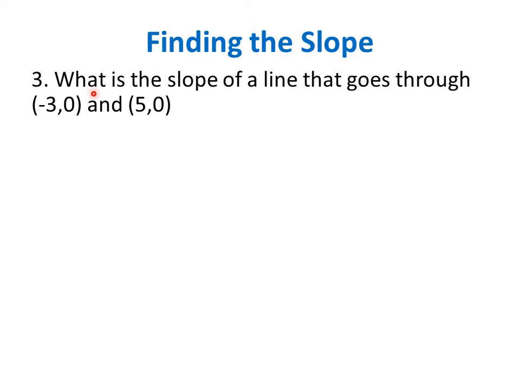Next problem. What is the slope of a line that goes through (-3, 0) and (5, 0)? We are given 2 points, yes? So we can use the formula for slope. This is the second point, or point 2. So y2 is 0 minus y1 is 0, divided by x2 is 5 minus x1 is -3.